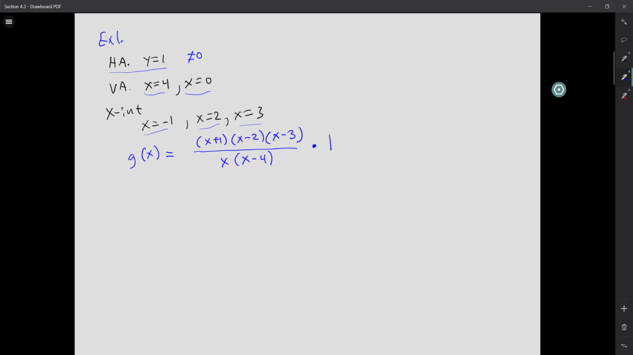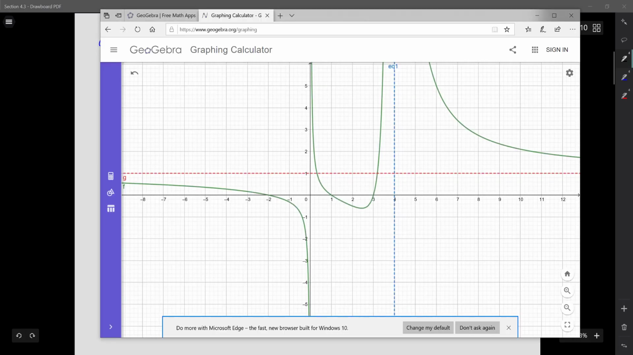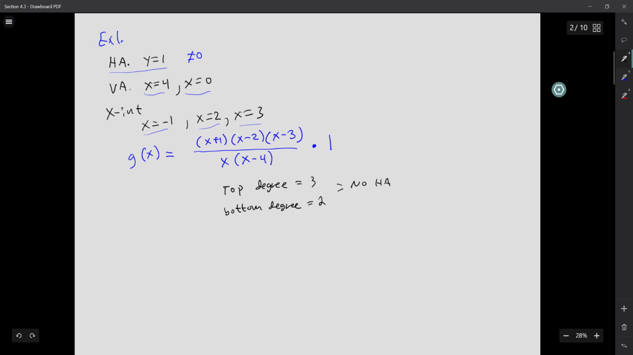But actually, now that we mention that, we see here we have 3 x's on top, 2 x's on bottom. If we were to multiply this out, we would see that the top degree is 3 and the bottom degree is 2. Now, according to my rules for horizontal asymptotes, that would say no horizontal asymptote. But I know from my graph that I have a horizontal asymptote at 1, which means I must be missing a factor in the denominator.